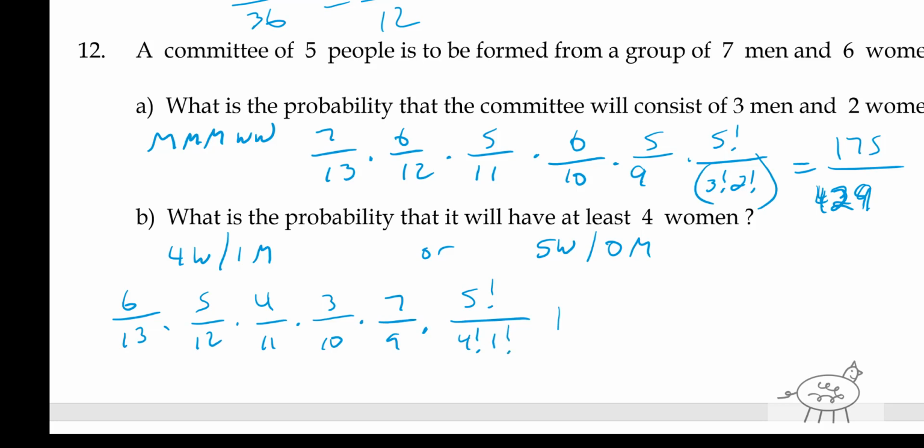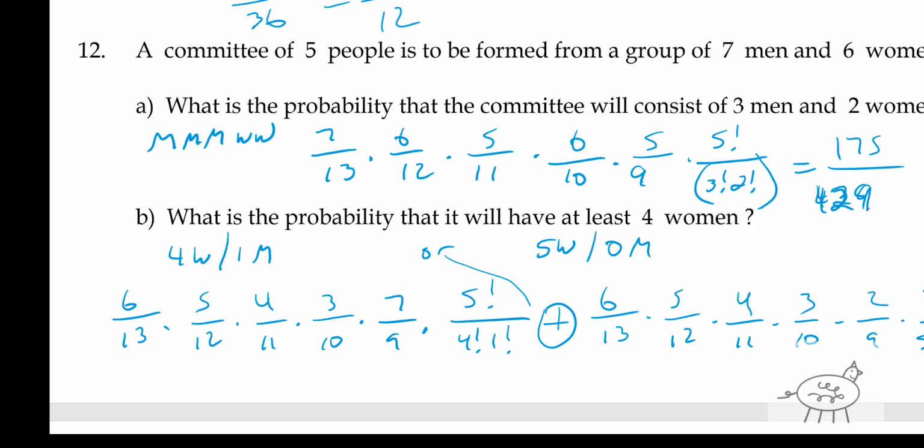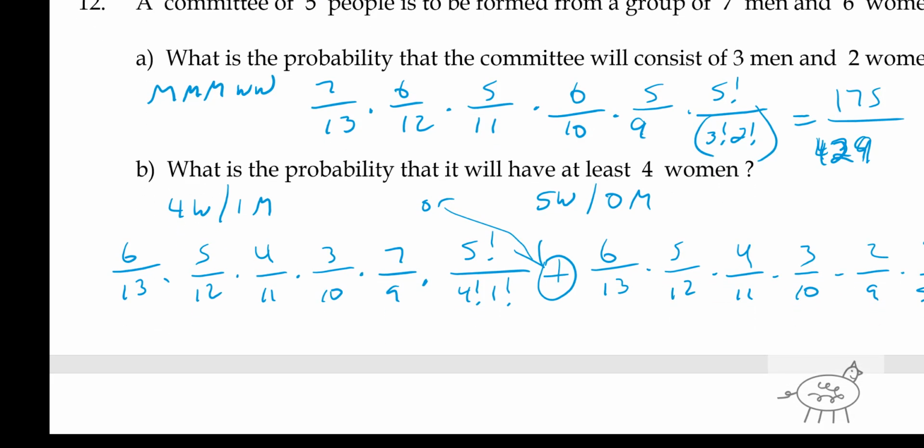Okay, or same thing. So 6 over 13, 5 over 12, 4 out of 11, 3 out of 10, but now it's 2 out of 9. And you could do 5, it's 5 factorial over 5 factorial, which is really 1, but just to show my work. Okay, so that, again, that's or is a plus sign. Okay, so multiply all that out and we get 37 over 429.